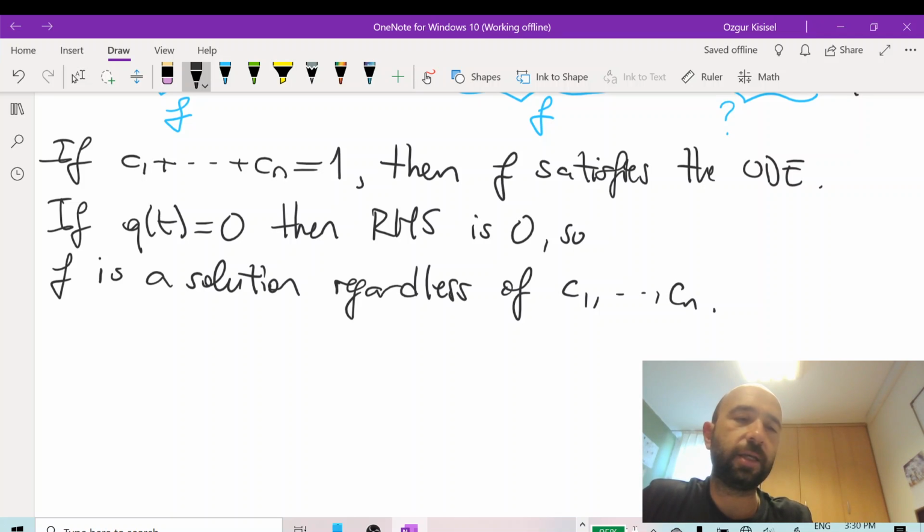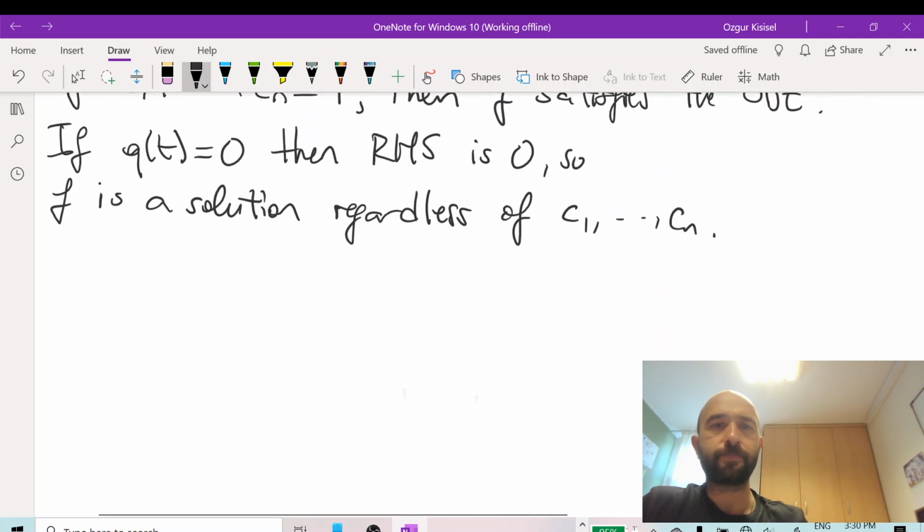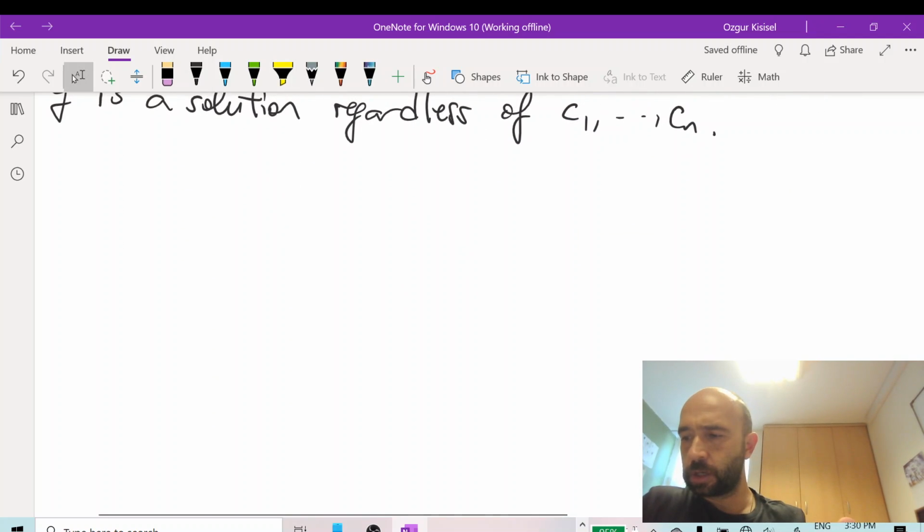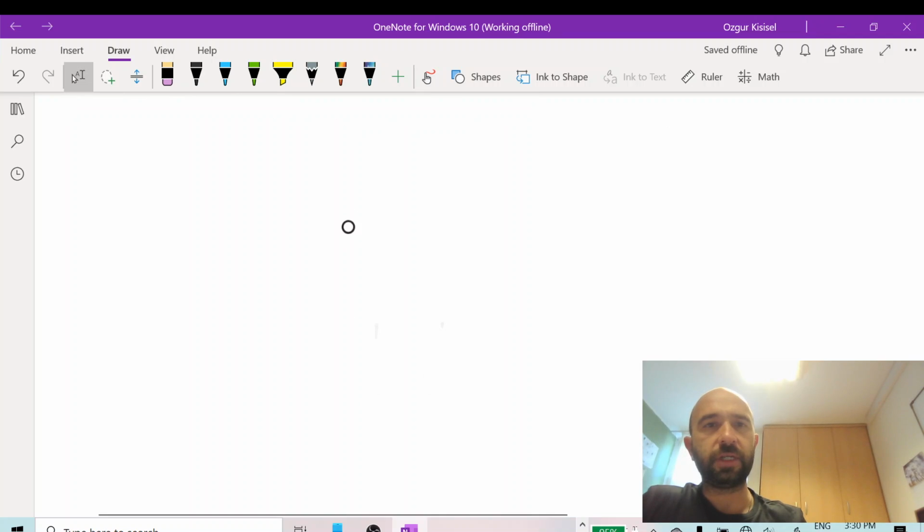And this exactly proves the second half. If Q is 0, then any linear combination is a solution. Okay, good. So this wraps up this important result. Now, this was the linear case.